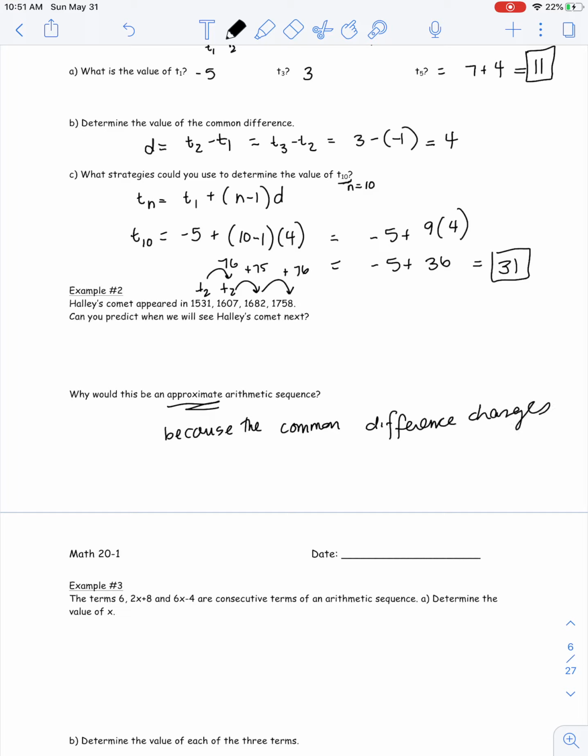But what we can do is we can approximate when we're going to see Halley's Comet by adding. If we keep adding a number like 76 each time, so if I take 1758, the year 1758, and add 76, so I'm picking between either 75 or 76 to use as my common difference. And if I keep doing that until it's a year that we know, we can approximate when we're going to see Halley's Comet. So we're going to see Halley's Comet in approximately 1834, approximately 1910, 1986.